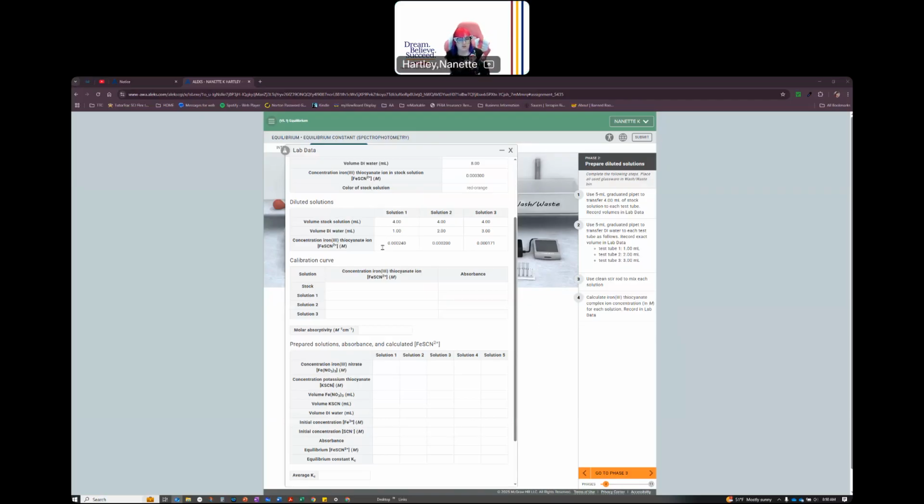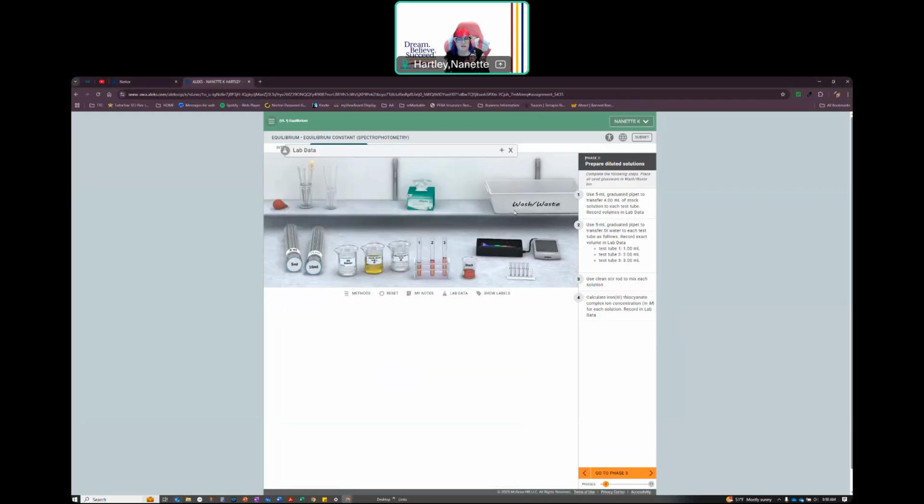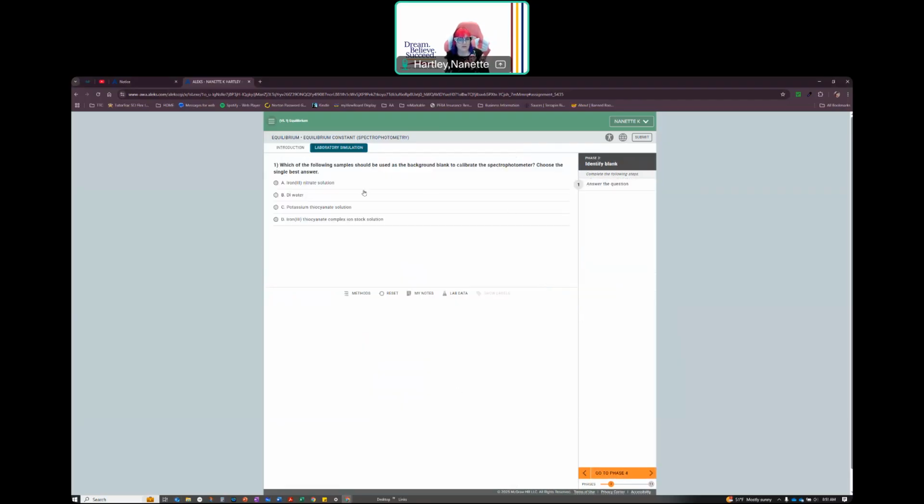So those are the numbers that we have for that. When we look at our calibration curve, we've made these solutions, and now we want to compare those. What we're going to do is put all of those solutions, our stock and the 3 solutions that we've just made, and measure the absorbance. So now that we've done this, we'll go to the next step.